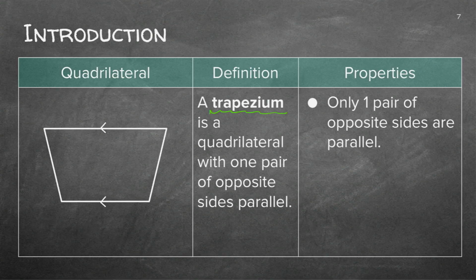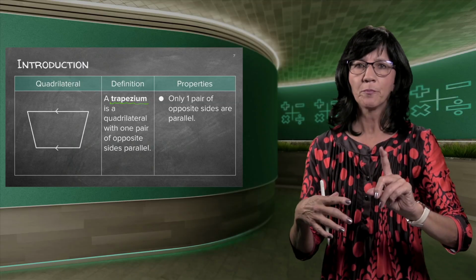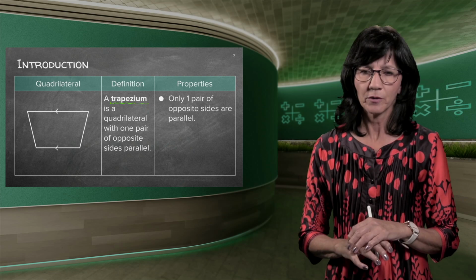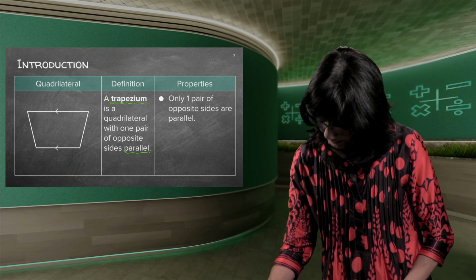One pair of opposite sides are parallel. It doesn't matter how long they are, how short they are. Only one property, one definition. One pair of opposite sides are parallel. Easy to remember. Parallel. Good.